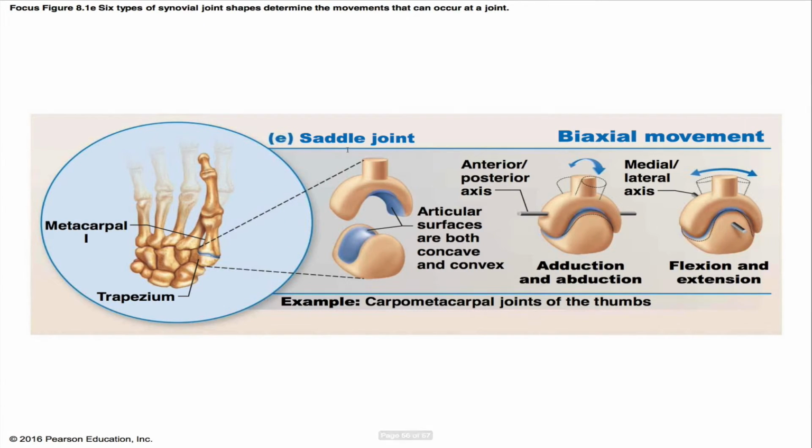Now, as I said, the saddle joint resembles the condylar joint, but remember, in the condylar joint, the shapes were both oval, and that was a key distinguishing characteristic. In the saddle joint, one area is concave and the other is convex, but it's not oval in its shape. So this example occurs at the carpometacarpal joint of the thumbs, and also the motions that you get over here are biaxial movement. So again, for anterior posterior axis, you're going to get adduction and abduction, and then for the medial lateral axis, you're going to get flexion and extension to take place.